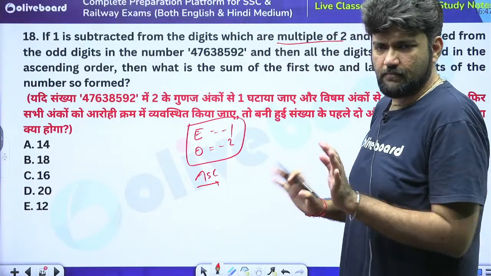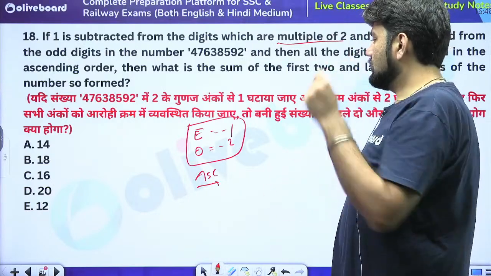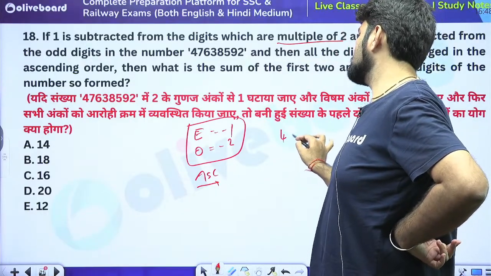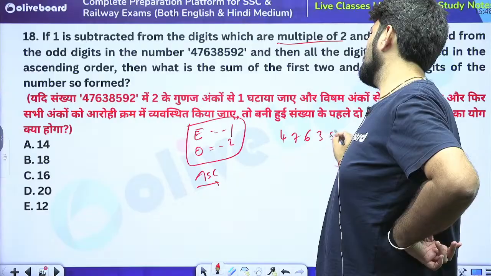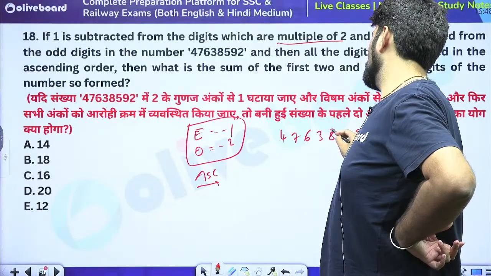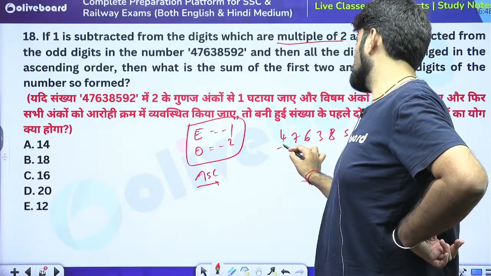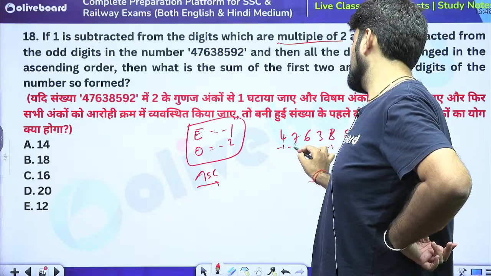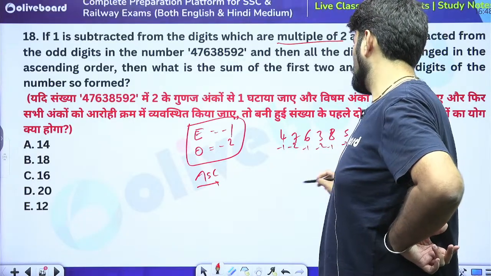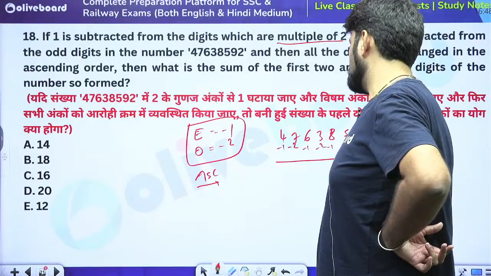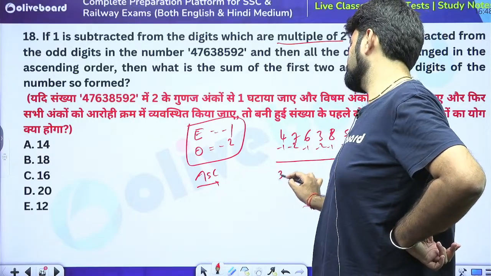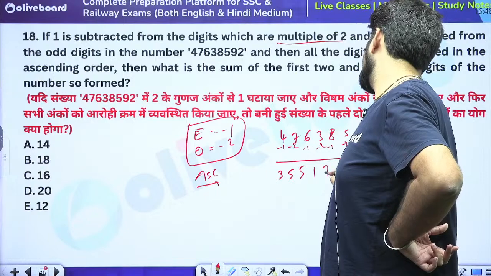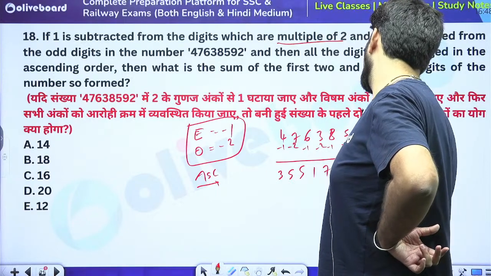So it's easy, but you'll have to work it out. Okay, so quickly write even minus 1. So what you do is 4, 7, 6, 3, 8, 5, 9, 2. Now even ones minus 1, so minus 1, minus 1, minus 1, minus 1. Write it down, that will always be better. Minus 2, minus 2, minus 2, minus 2. You can get quick about this. So obviously you don't have to draw the line. So this is 3, 5, 5, 1, 7, 3, 7, 1.